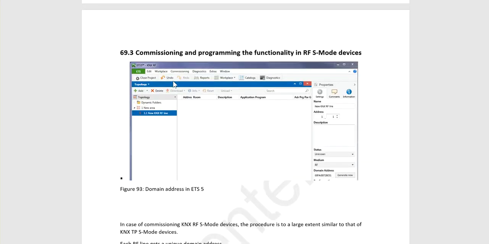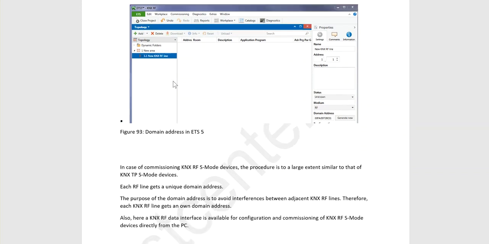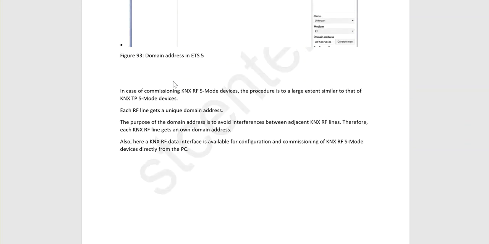And commissioning and programming the functionality in RF S-mode devices with the ETS. In case of commissioning KNX RF S-mode devices, the procedure is to a large extent similar to that of the S-mode devices. Each RF line gets a unique domain address. Remember about the domain address. The purpose of the domain address is to avoid interference between adjacent KNX RF lines. Therefore, each KNX RF line gets its own domain address.